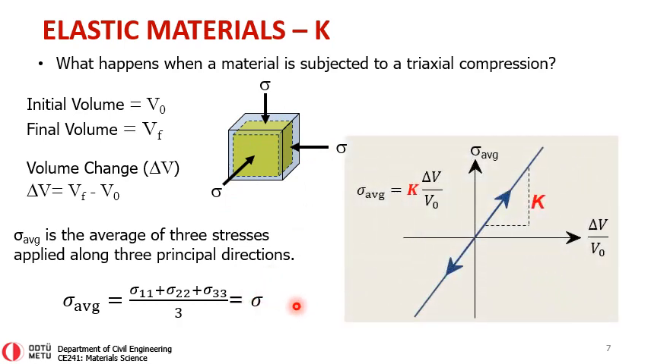Anyhow, if you were to plot now the average stress to delta V over V0, which we can label as volumetric strain, K can be defined as the slope of this line. So we can write this equation then: sigma average equals K times delta V over V0. And over here, K is known as the modulus of compressibility or bulk modulus. So this is the fourth elastic constant for an isotropic linearly elastic material.